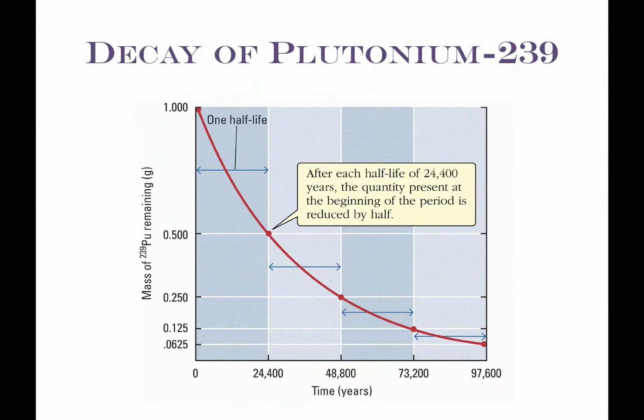I don't know. This is a decay of plutonium showing a half-life. So one half-life here, and then we have a second half-life here, and a third half-life here, and a fourth half-life here. After each half-life, which is 24,400 years, remember how we said thousands of years for those fuel rods? The quantity that's present at the beginning is only going to be half after 24,400 years. So not in any of our lifetimes is this going to break down. That's why we're so concerned about what to do with these fuel rods.